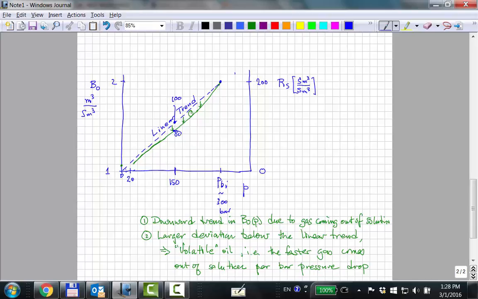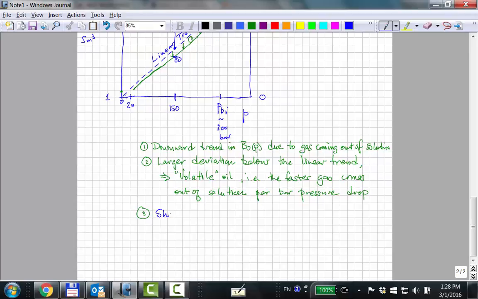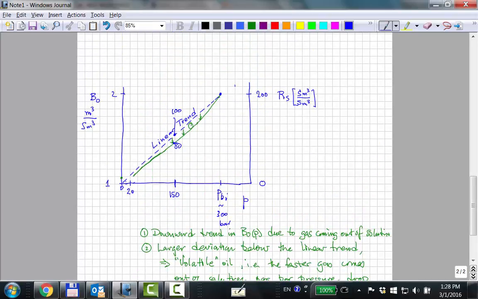Well, it ends up that the shape of the RS curve is identical to the shape of the BO. That's just a general rule. The shape of BO versus pressure is not exactly, but so close to the same as the shape of this. It's the same shape. So if the BO drops down like this green curve, then the RS curve is going to follow just the same kind of shape.